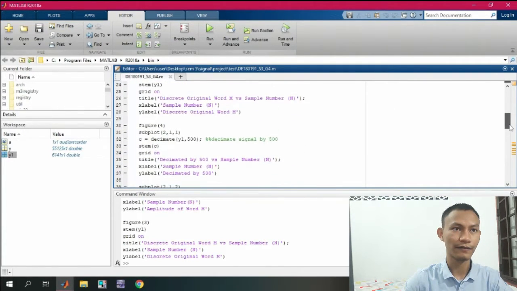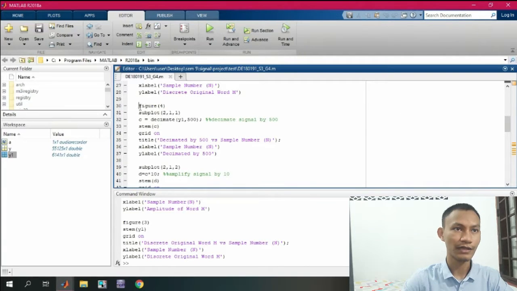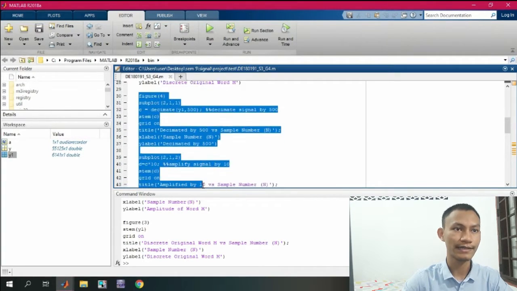Here is the graph. This graph is for the decimation. This is the formula for decimation of the signal by 500, and this graph is for the amplified signal by 10. So we can see the graph.